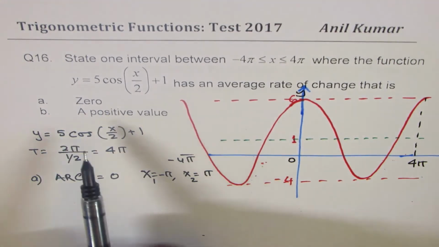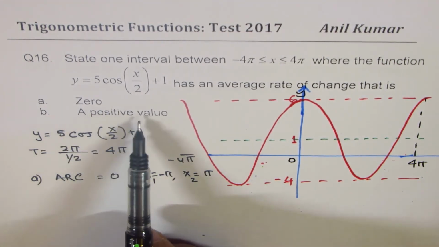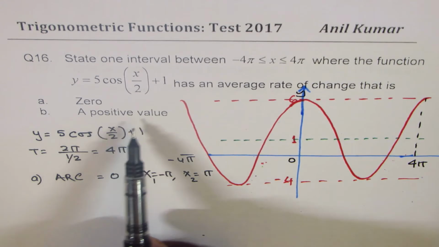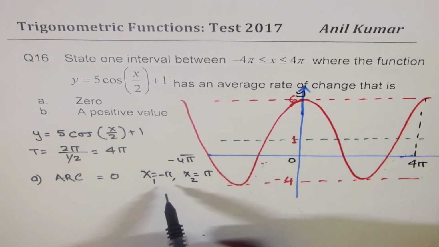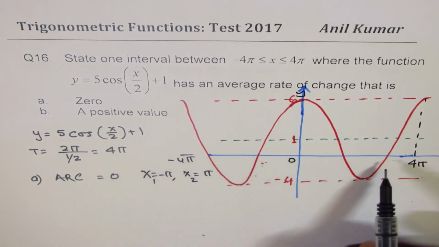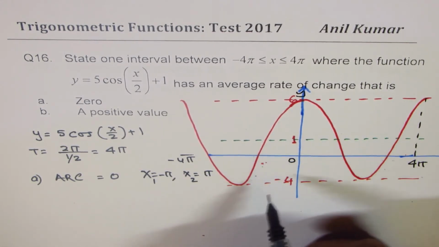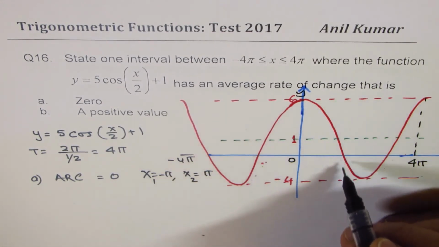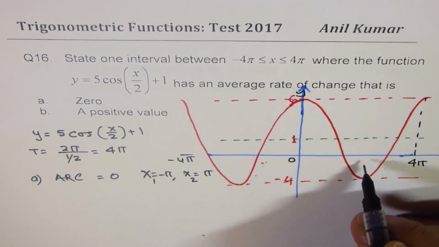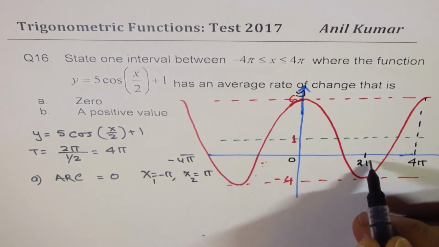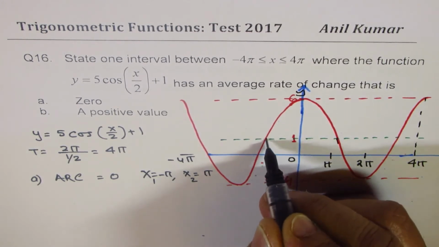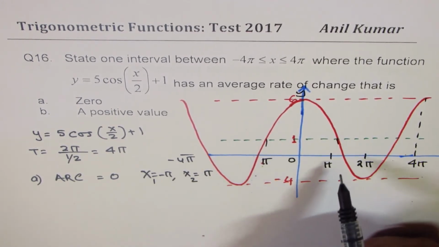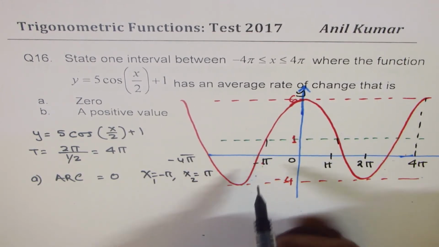So we can get 0. Now we want a positive rate of change. Then the positive rate of change could be from minus pi to... see, this is 4 pi, right? So when this is 4 pi, let's see this portion, right? This is 4 pi. So half of the wave is 2 pi, and the quarter of the wave is pi for us. So we are saying this is pi for us. Do you see that?